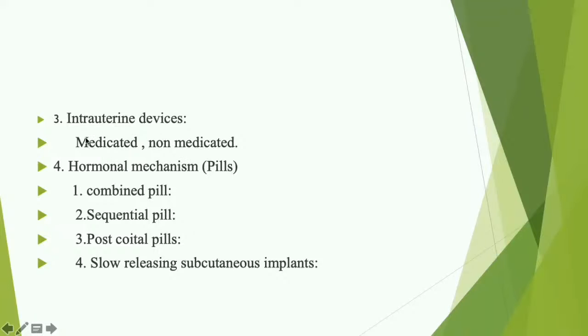Then you go on to explain the hormonal methods. Under hormonal methods comes the role of pills. It can be a combined pill where there is a contribution of both estrogen and progesterone taken throughout the cycle, or it can be a sequential pill. As the name suggests, it follows the initial few days of estrogen followed by progesterone, or the emergency pill or the postcoital pill. And the latest you need to mention is the slow releasing subcutaneous implant. Example will be Norplant.